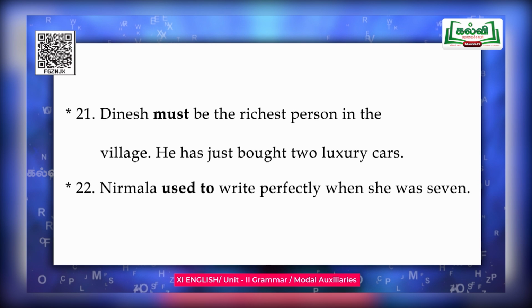Then the last example is that Nirmala used to write perfectly when she was 7. Again, it talks about Nirmala's discontinued habit. When Nirmala was 7 years old, she used to write perfectly. Now she may not have any kind of necessity to write.